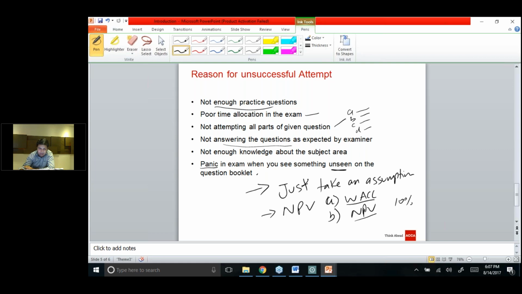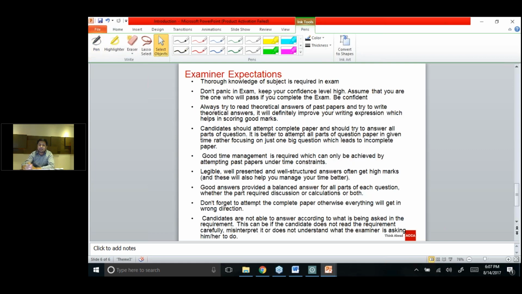So what are the common examiner expectations from P4 students? Obviously, the first one is that thorough knowledge of the subject is required in the exam.